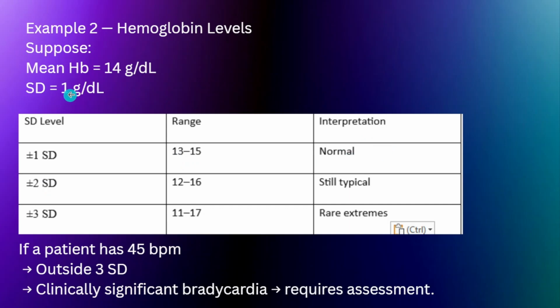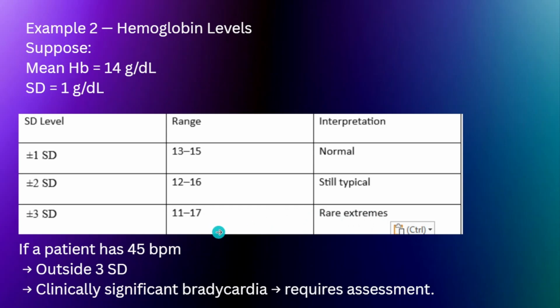Now 2 times 1 is obviously 2, right? 14 minus 2 is 12. 14 plus 2 gives you 16. Remember that 95% falls here. Now 14 minus 3 gives you 11. 14 plus 3 gives you 17. These are the extremes. That means anything below 11 or anything above 17 is significant. It indicates a problem.